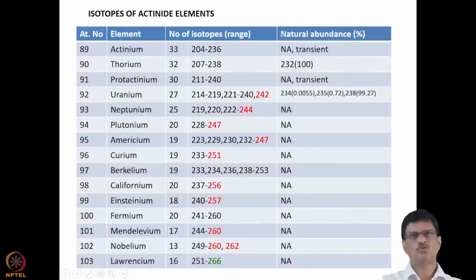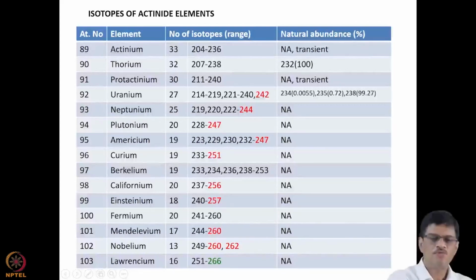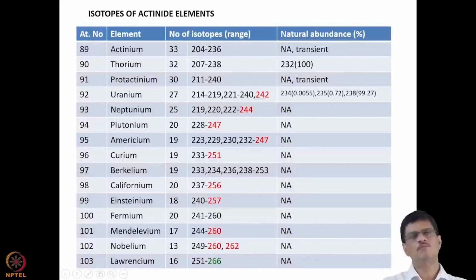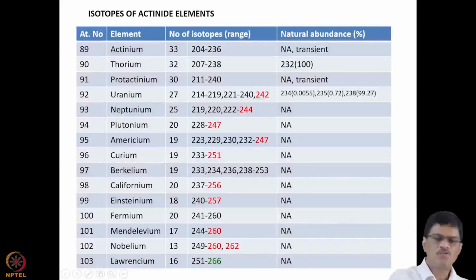Now, these are the isotopes of the actinide elements, as shown here from atomic number 89 to 103. As we see here, 89 is actinium, which was, of course, known before the synthetic actinide elements were produced in 1940. So thorium also was known, protactinium was known, and uranium was known, and from neptunium onwards, as I have mentioned, these were man-made actinides. And the number of isotopes is written here.